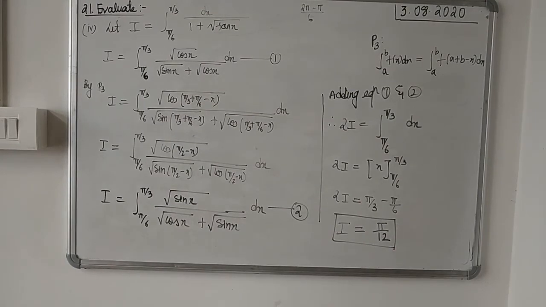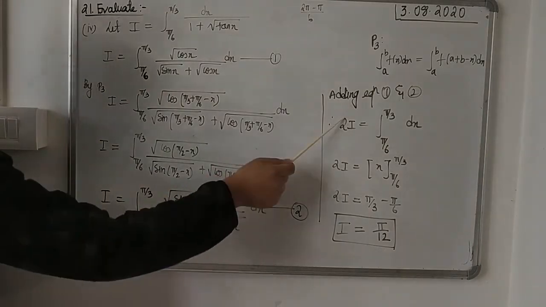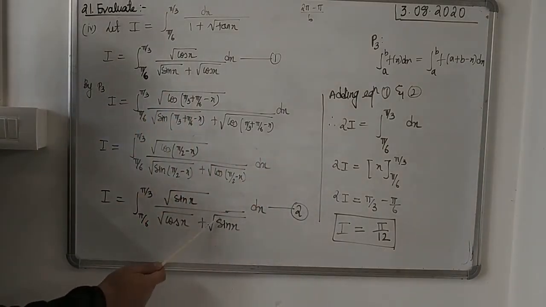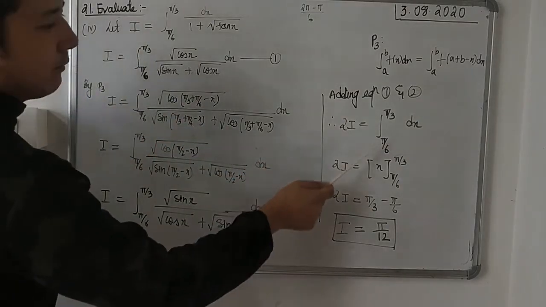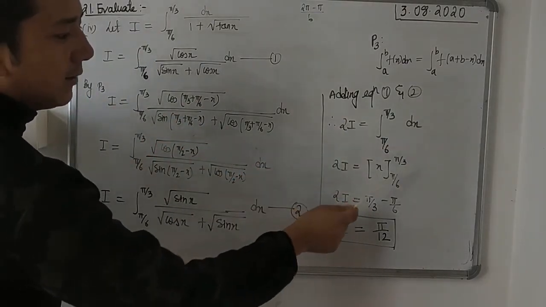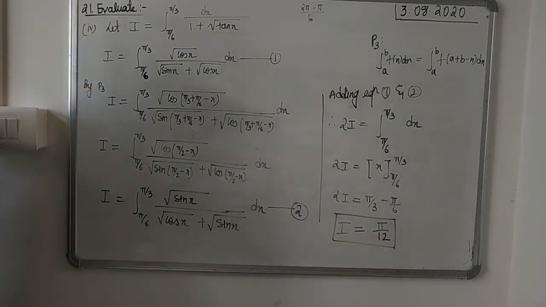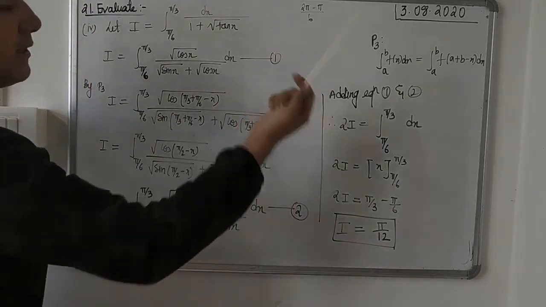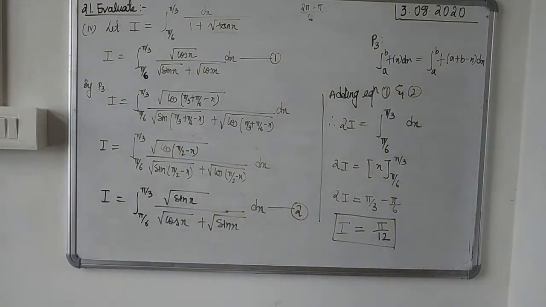Alright, so for these two equations 1 and 2, if we add 1 and 2, we get I plus I, which is 2I, and everything else cancels out. So I'll only be getting the integral from pi by 6 to pi by 3 of dx, which is x. So this is pi by 3 minus pi by 6. If you simplify, then you'll be getting pi by 6. So 2I equals pi by 6, and 2 into 6 is 12, hence the answer is pi by 12.